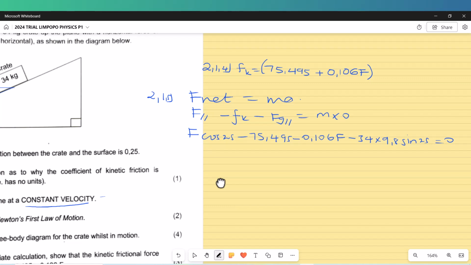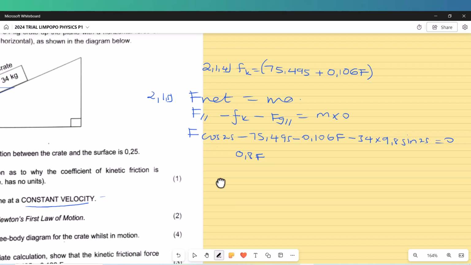This minus 75 becomes positive on this side. Also the F becomes positive, né? So when you simplify this with your calculator, what do you get? That is F cos 25, then minus 0,106 F. What do you get? Here I am getting 0,8, with the F still, okay.